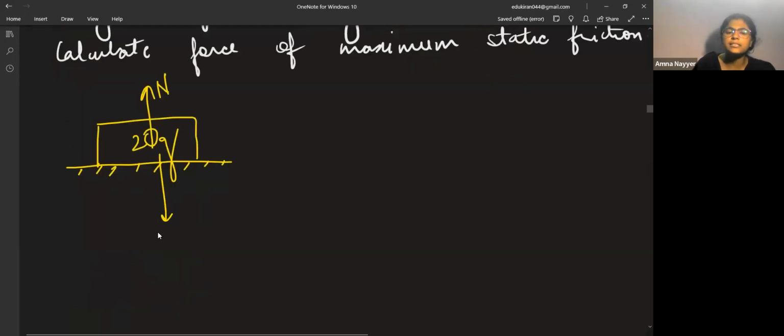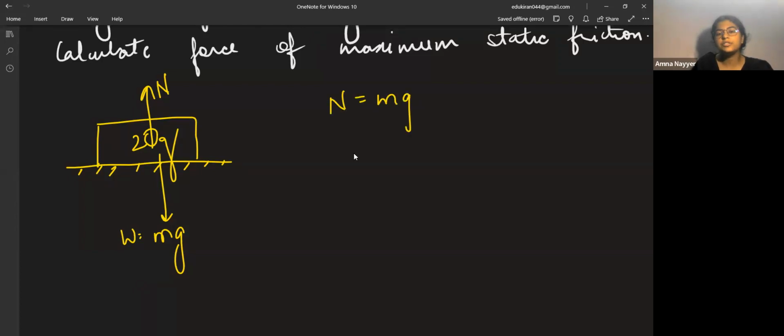This is also a very easy question. mg, that is the gravitational force, which is the weight of the object. This will act. Now, normal reaction is equal to mg. Mass is 20 grams. We cannot use grams, so we have to put in 10 to the power minus 3. This is now in kg and 10. This is the normal reaction.